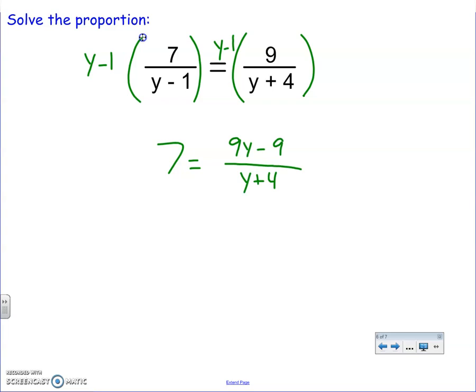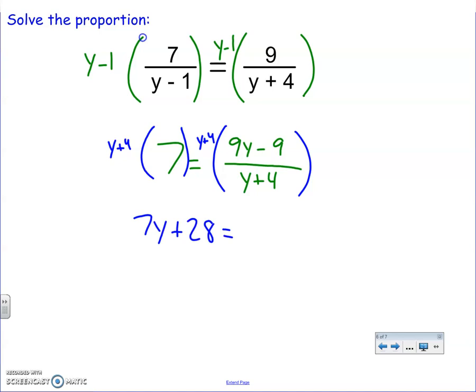Do the same step again. I get rid of one more fraction. Multiply both sides by the denominator. This time I multiply by y plus 4 and y plus 4. On the left side, I have to distribute that 7. So that's going to be 7y plus 28. On the right side, the y plus 4's cancel. So just the top, 9y minus 9.